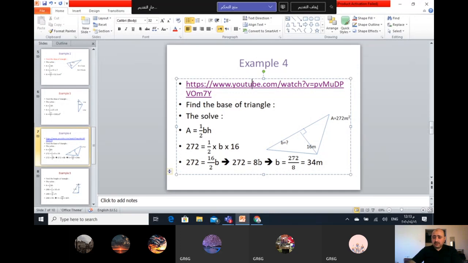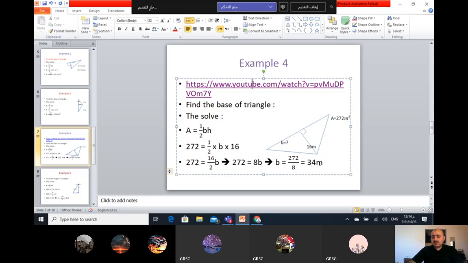Now I have an equation. How to solve this equation? Try to divide both sides by the coefficient. The coefficient here is 8. So 8b divided by 8 will be b. And 272 divided by 8 will be 34. So b equals 34 meters.